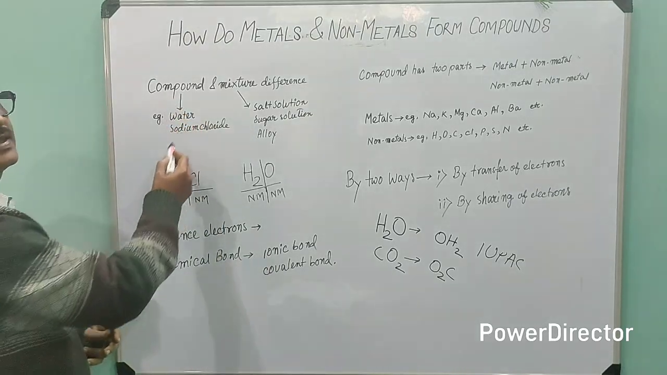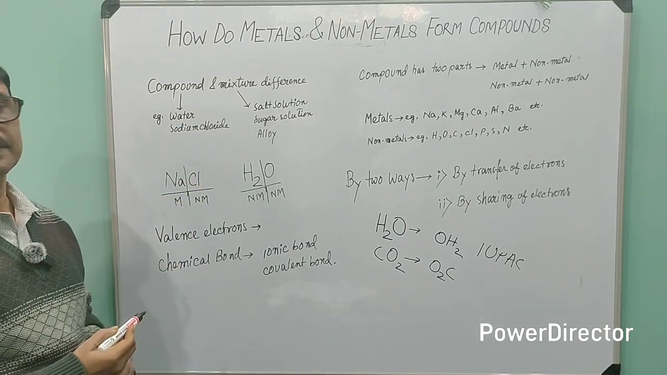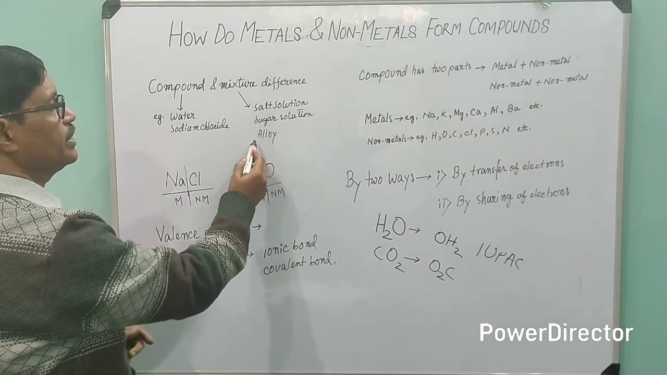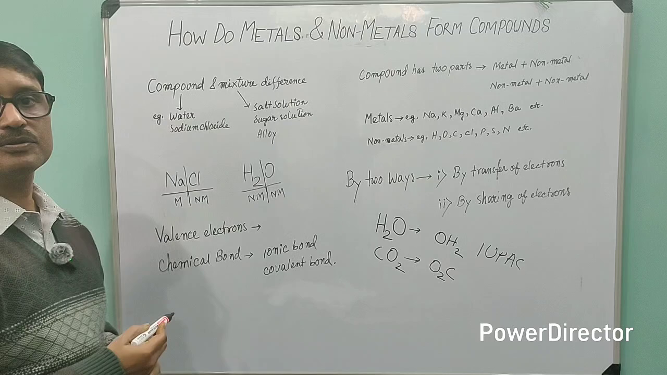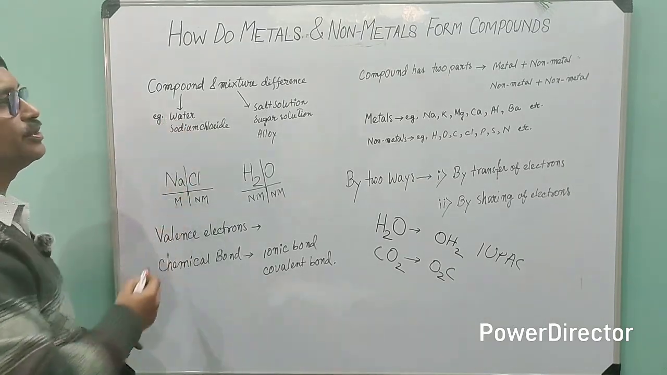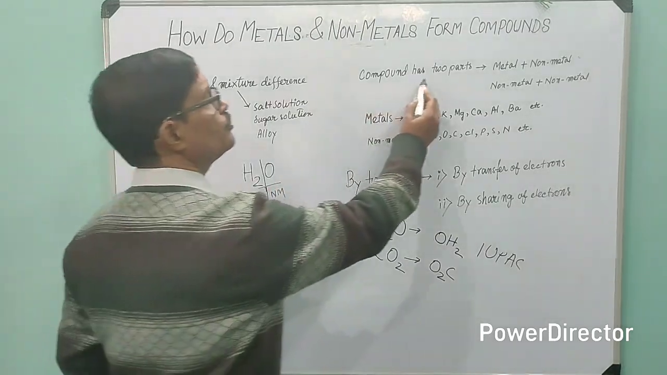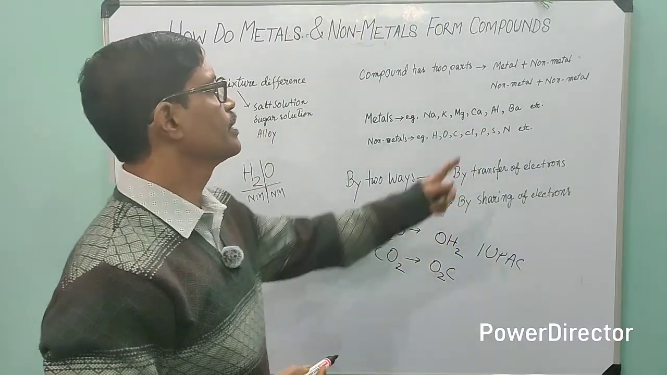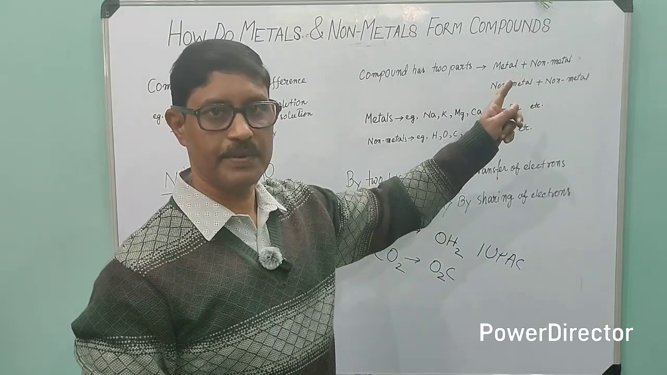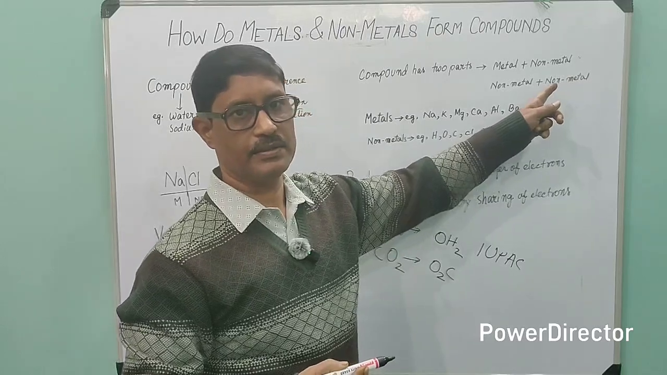For compound, I line up two examples: water and sodium chloride. Mixture: salt solution, sugar solution, alloy. Alloy is also a mixture, not a compound. So, how is this compound formed? Today we will discuss. This compound has two parts: metal plus non-metal, one metal part, another non-metal part. And sometimes both are non-metal.